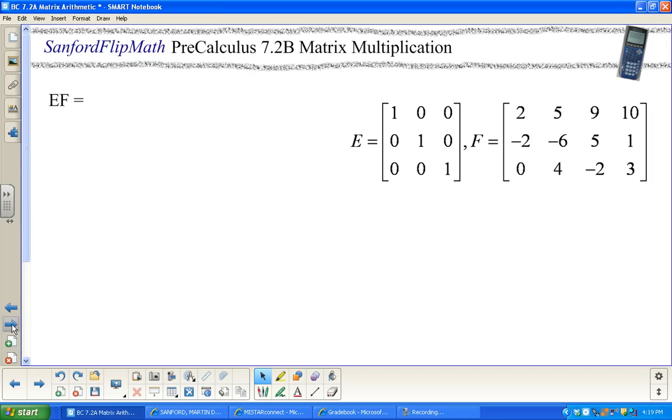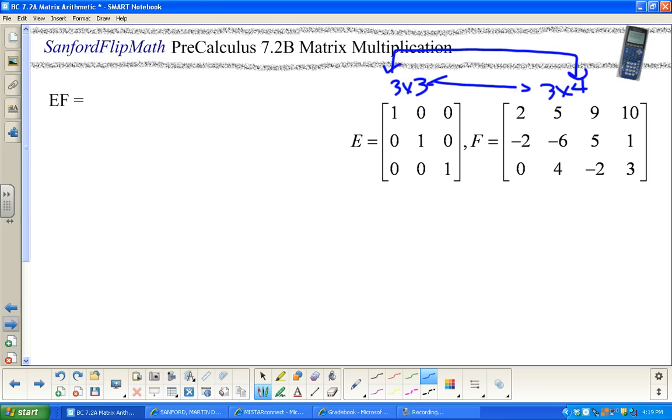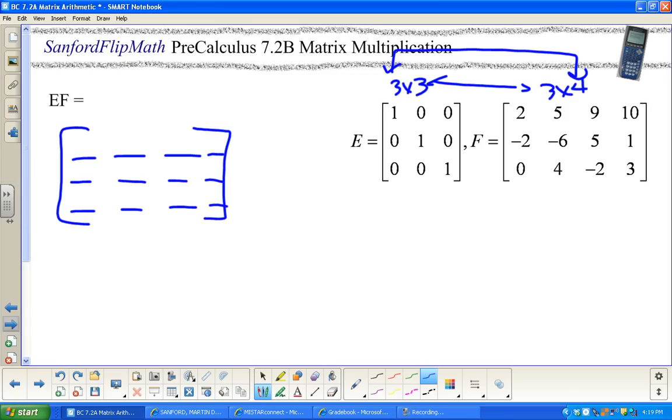And I know it looks like a lot, but there's an interesting thing that happens here. So this is 3 by 3 times a 3 by 4. The middle numbers match. The outer numbers are what we're going to get. So we're going to get a 3 by 4. Okay, so I'm going to have 4 numbers across on 3 different rows. Okay, so I'm going to kind of work through here, and I don't want to spend my life on this.